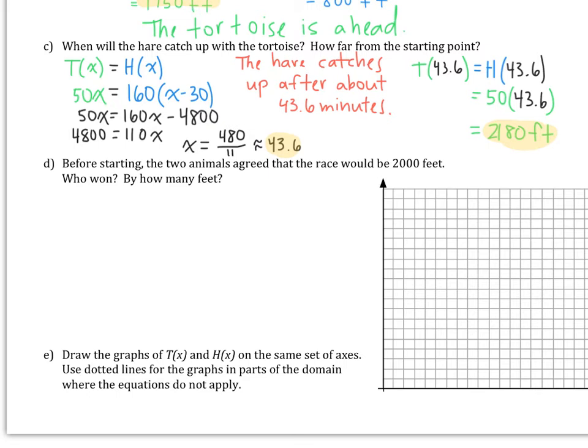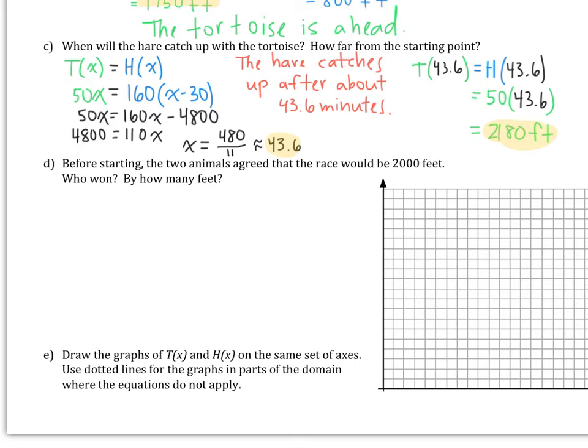Let's look at part D. Before starting, the two animals agreed that the race would be 2,000 feet. Who won? By how many feet? Well, based on our answer from part C, we should know who won. Why? Because we know when they meet. They meet at 2,180 feet, correct? So who won? Hopefully you recognize that the tortoise still won. But let's just make sure we understand why. And let's talk about by how many feet.